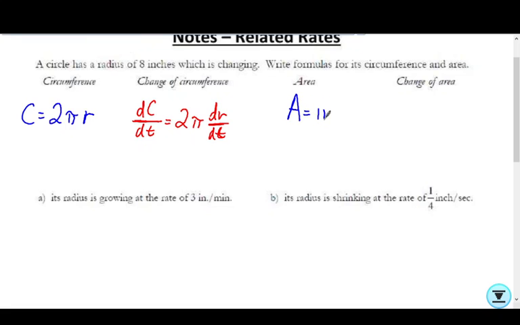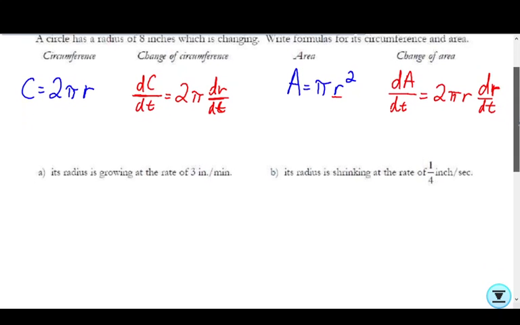Now the area equation. Area of a circle is pi r squared. How it's changing over time, the change in area, is dA over dt equals 2 pi r dr over dt. Because we're taking the derivative with respect to t, you bring the 2 out in front, so you get 2 pi r and then times dr over dt using implicit or chain rule.